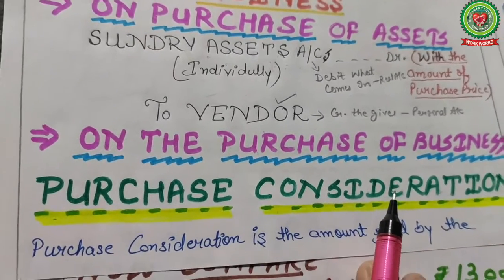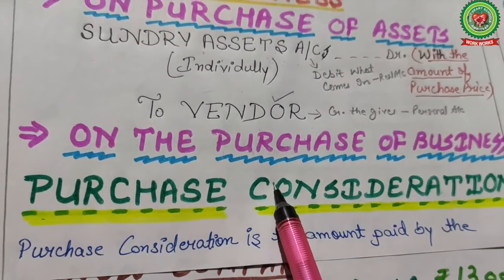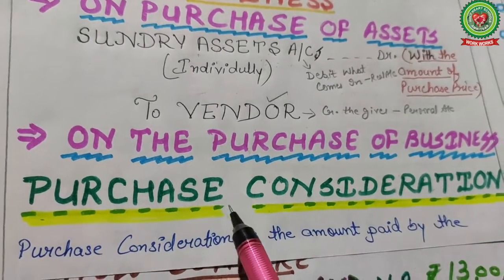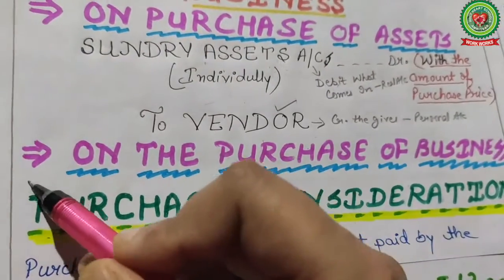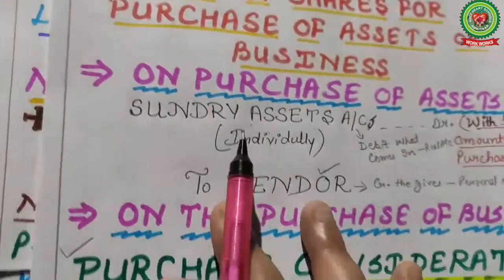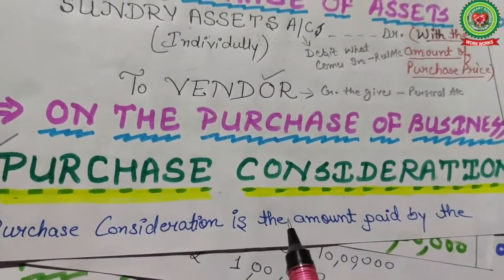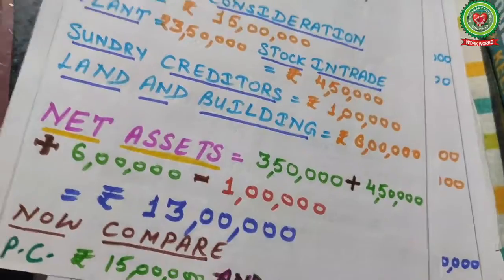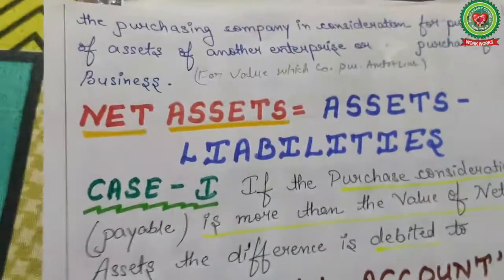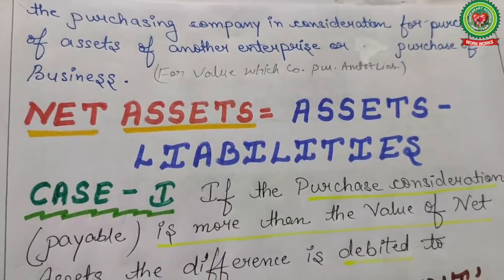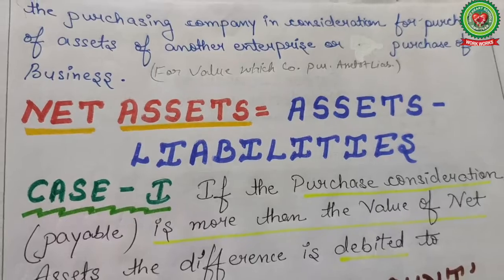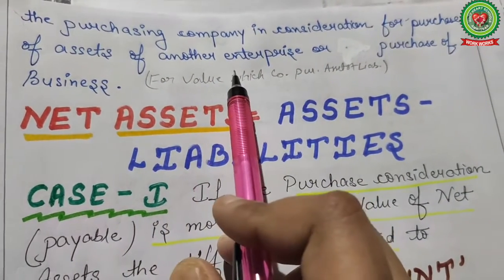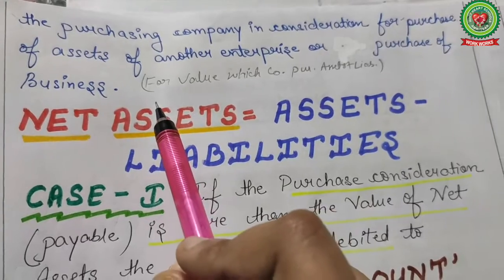Now the second case is purchase of business; the first was for your assets. On purchase of business, there is purchase consideration. First of all, know what purchase consideration is. Purchase consideration is the amount paid by the purchasing company in consideration for purchase of assets of another enterprise or purchase of business.